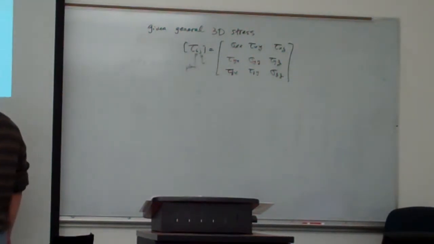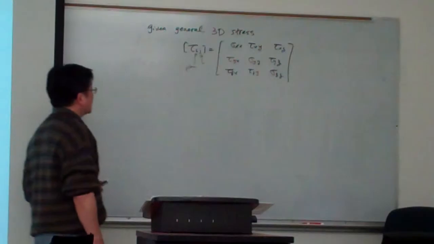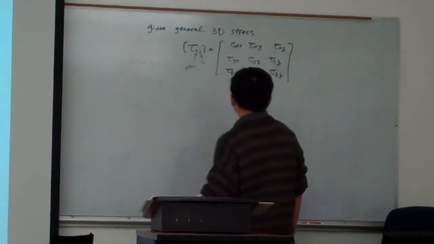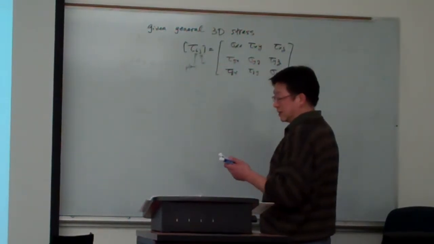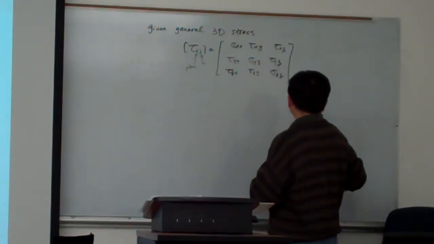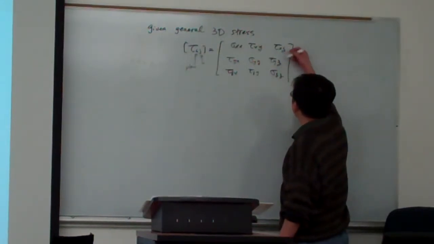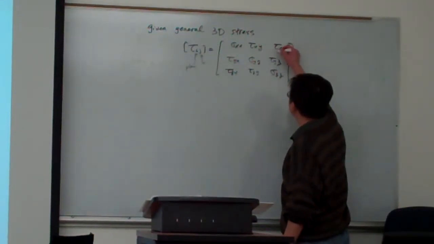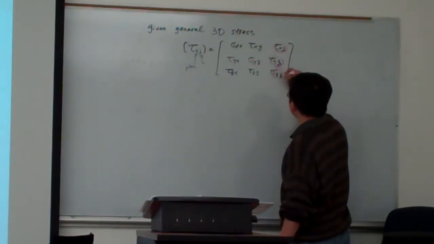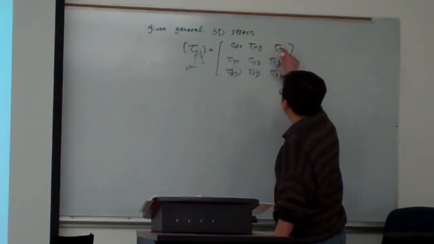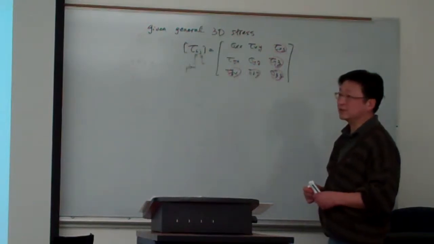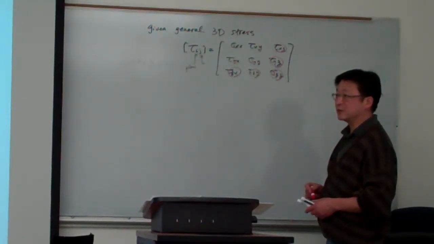Now we make the assumption that all the components involving z will be 0. Looking through here, those have z: this one, this one, this one, this one, this one. One, two, three, four, five z components. Those components must be equal to 0.